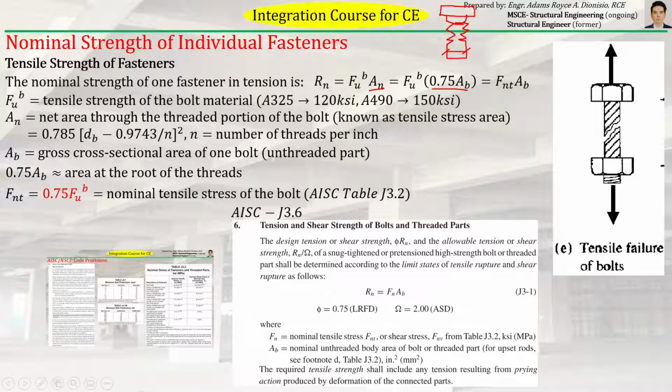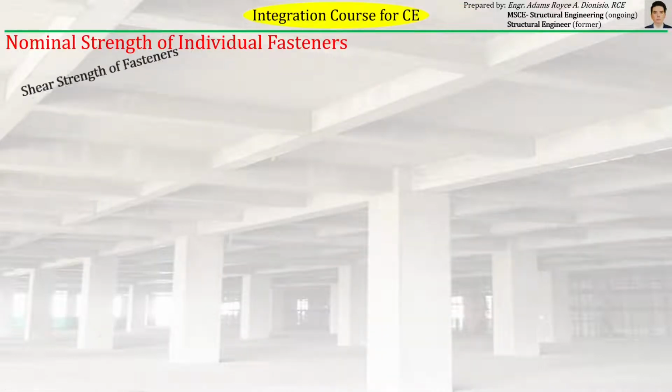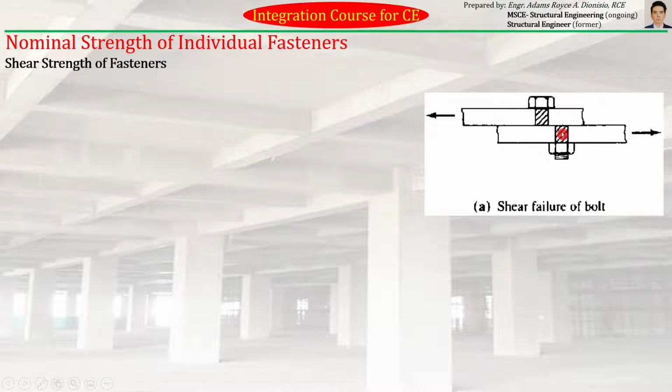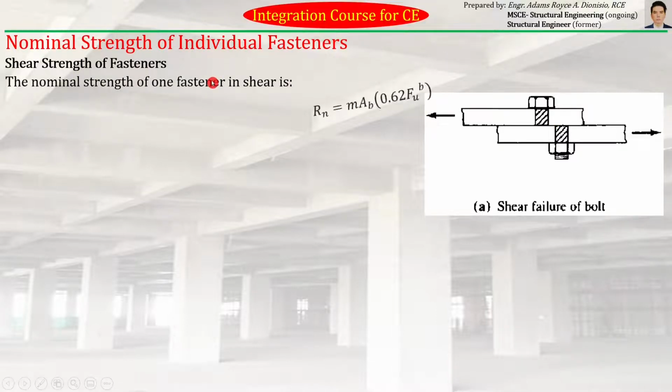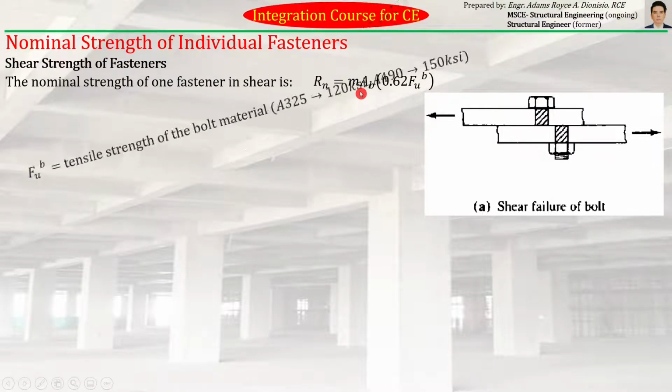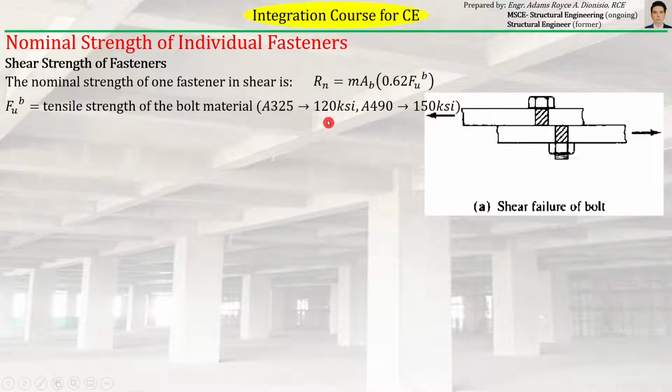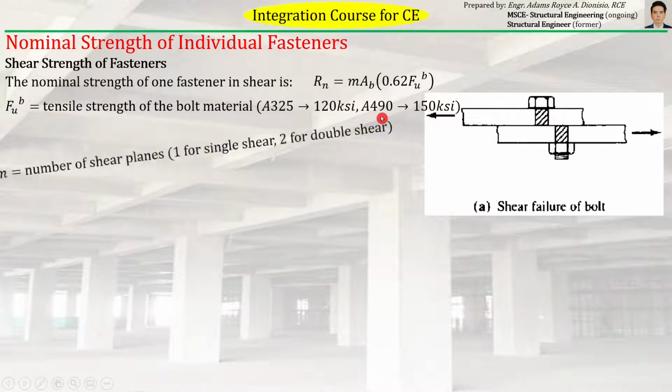Okay. That is the tensile strength of fasteners. Kung may tensile strength, we also have the shear strength of fasteners, like this one. So, yung kanina yung failure niya is tension failure. Yung shear strength, of course, shear failure naman yun ng bolt, which looks something like this. Right? So, nominal strength of one fastener in shear is equal to this formula. Rn is equal to m AB times 0.62 FUB, wherein yung FUB is still the tensile strength of the bolt material, which is 120 kapag A325 bolt yung gamit, 150 naman kapag A490 na bolt yung gamit.